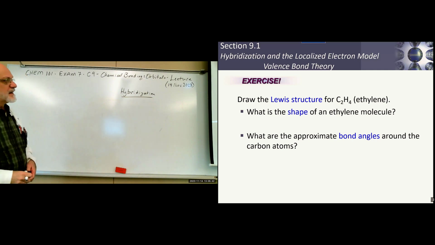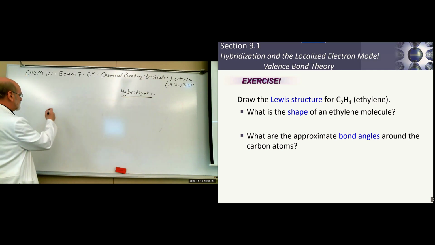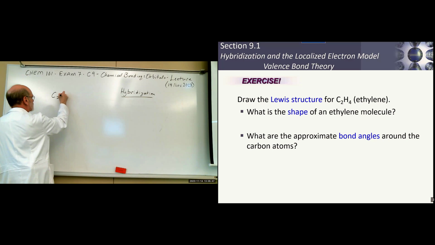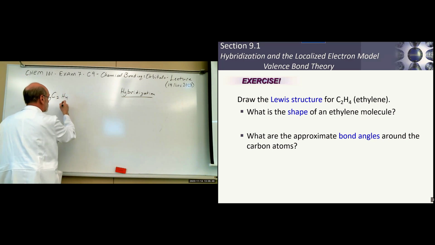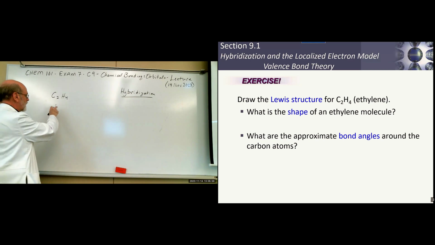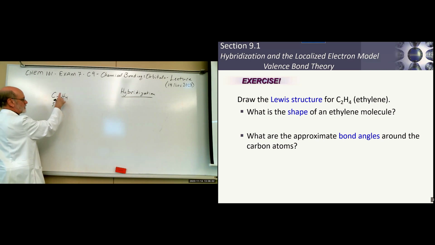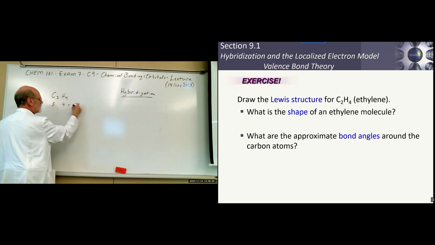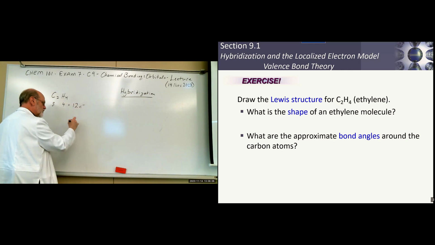How about C2H4, ethylene? C2H4. We start from the beginning. We have valence electrons for carbon, 4, right? 1, 2, 3, 4. So we have 2 times 4 is 8, and then 4 times 1 is 4. We have 12 electrons. So we draw the Lewis dot structure.